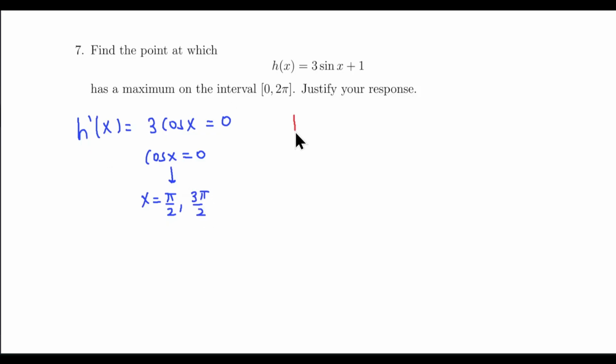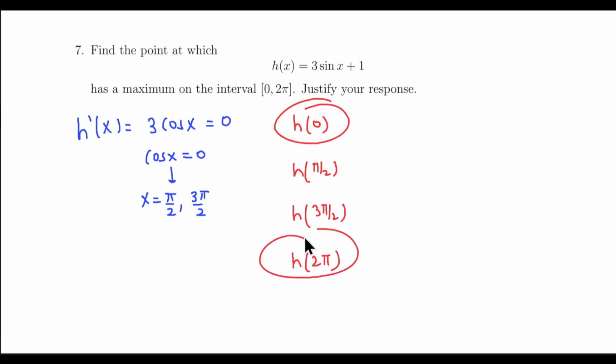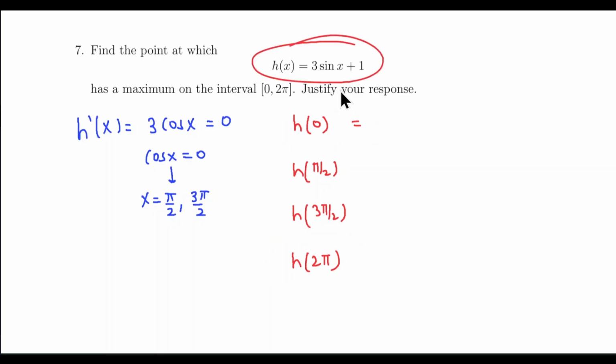Let's find the functional values. Instead of making a table, I'll just write h of 0, h of pi over 2, h of 3 pi over 2, and h of 2 pi. From where is this 0 and 2 pi coming from? These are the endpoints of the interval. We have to check at those points as well. What is h of 0? Remember, you need to put in the original function, not the derivative. So h of 0 is 3 times sine 0. Sine 0 is 0, so 0 plus 1 is 1.